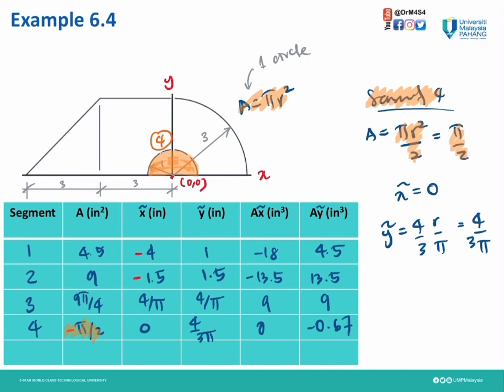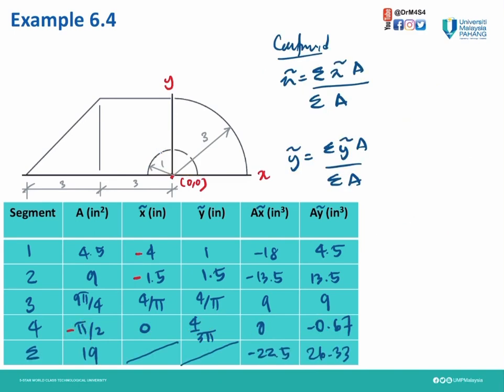And for the centroid of this semicircle, x prime lies exactly on the coordinate 0, 0. Therefore x prime is 0. While for y prime is 4/3 r divided by pi. Our r is 1. So our y bar is 4 divided by 3 pi. So we fill in this table, then we can calculate our A x bar and A y bar.